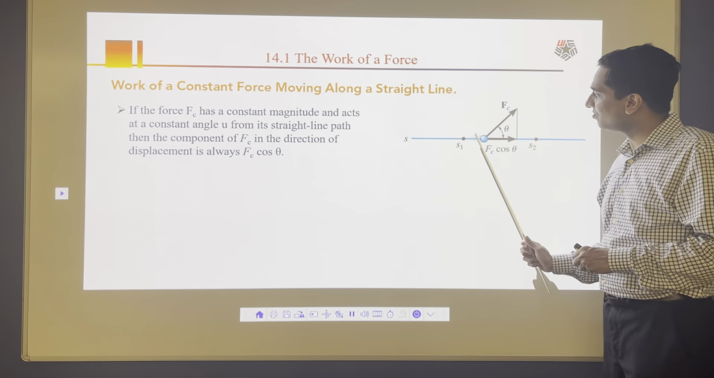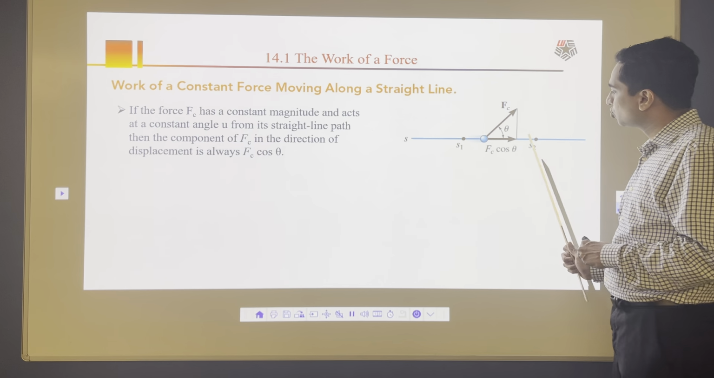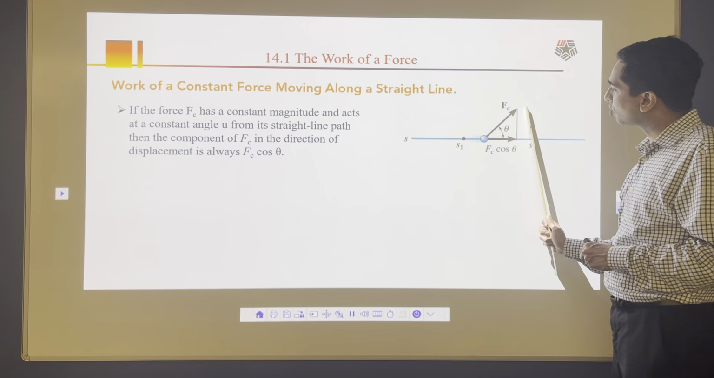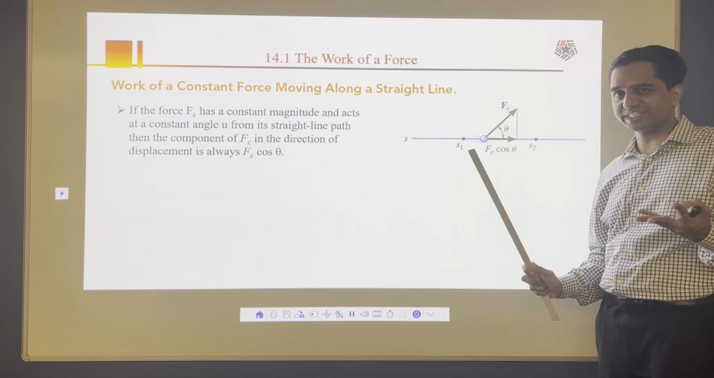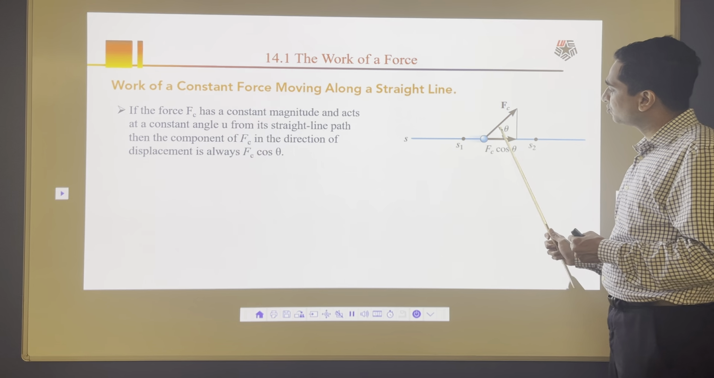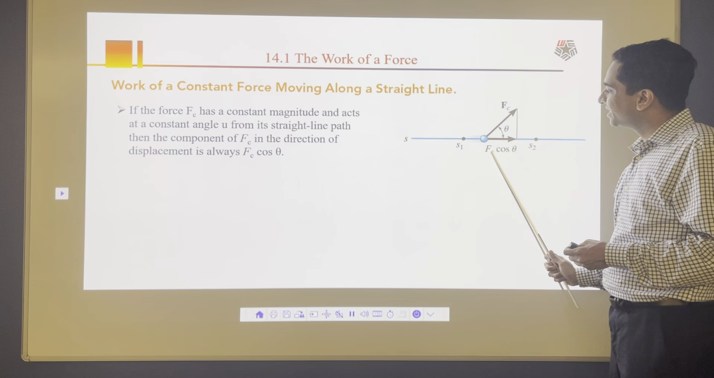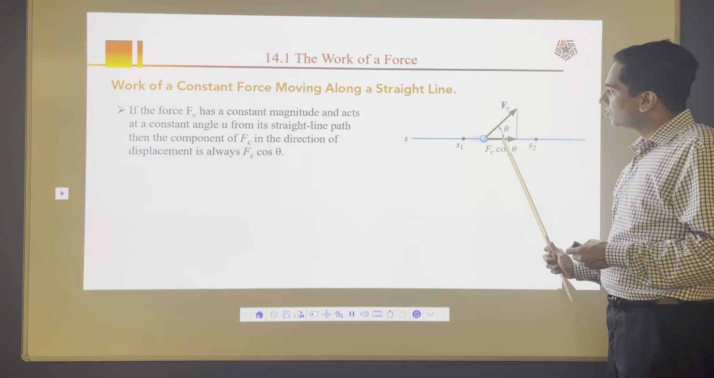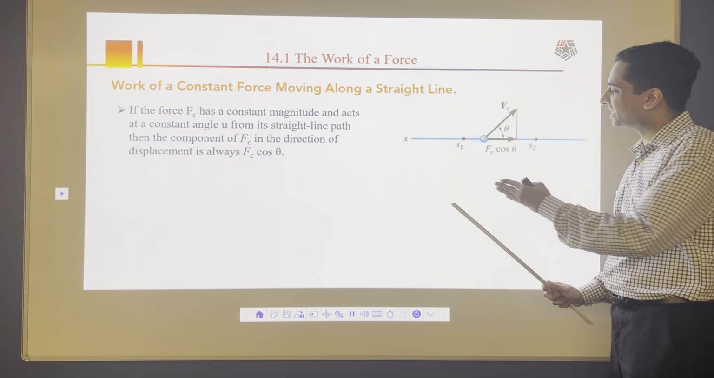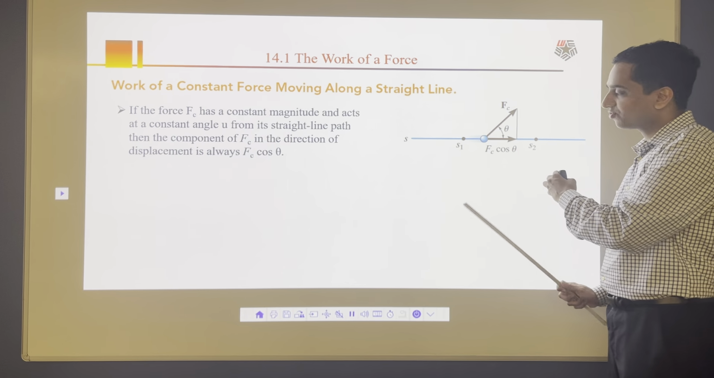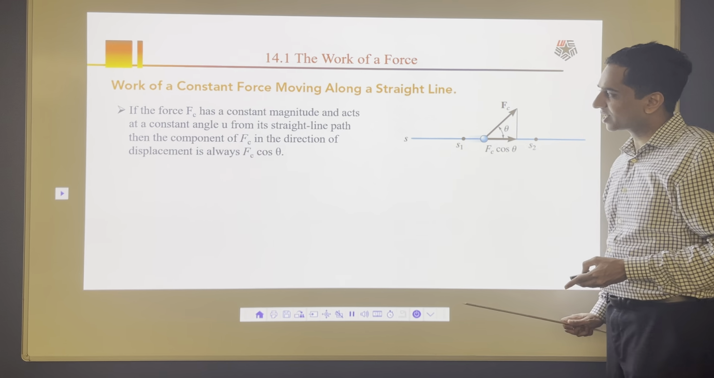Here I have a particle that is going to move along a straight line from S1 to S2, and there is a constant force applied, let's say 100 Newton at an angle theta, let's say 30 degrees. Here only the horizontal component of that force will play a role, that will be Fc cos theta. The vertical component will not cause any displacement from S1 to S2. So I'm going to consider only the horizontal component Fc cos theta, and then calculate the work done.